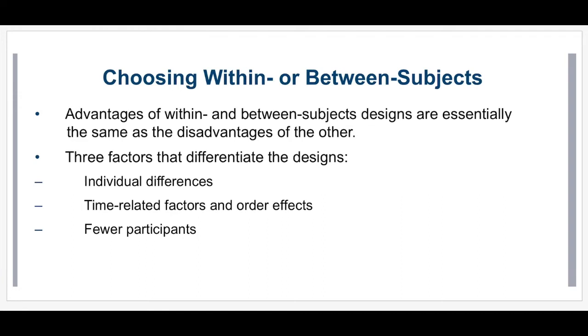The second factor to consider is time-related factors and order effects. Again, between subjects design eliminates those, whereas within subjects, that is an issue. So if you are expecting there to be time-related issues or order effects, if you think that your second and third treatments are going to be affected over time, if it's going to affect those future conditions for whatever reason, if you're concerned about those kinds of confounding variables, then you should use a between subjects design instead, right? Because that would eliminate those time-related factors or order effects.